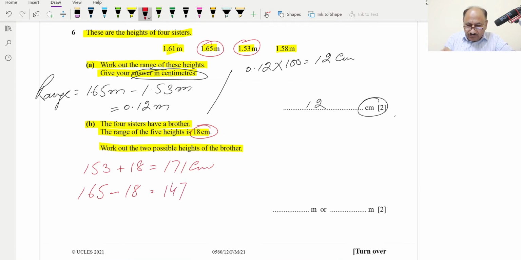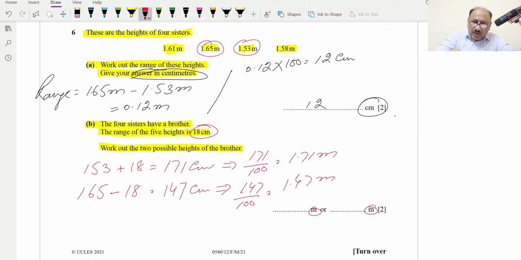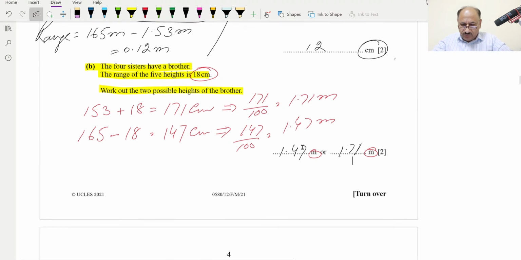So 147. Now this is in centimeters, but we need it in meters. So what we will do, we will divide. 171 divided by 100 will be equal to 1.71 meters, and similarly 147 divided by 100 is equal to 1.47 meters. So our answer will be 1.47 meters or 1.71. So these are the two possible answers for this question.